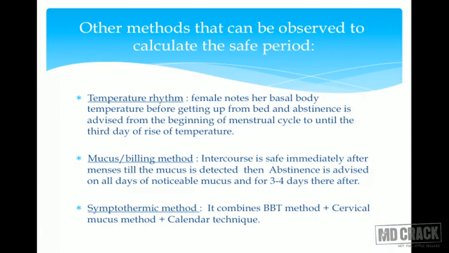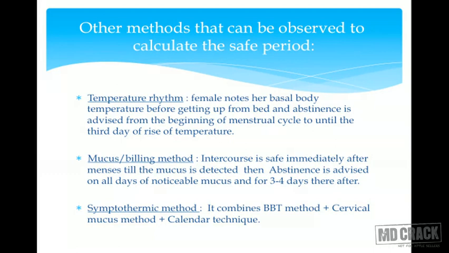What are the other natural methods? Temperature rhythm. We have seen in the signs of ovulation that temperature drops just before ovulation, and there is a rise in basal body temperature once she is in the progestational phase. So a woman has to take her temperature every morning when she gets up, before she eats anything, and that is measured in degrees Fahrenheit. She notes her basal body temperature, and abstinence is advised from the beginning of the menstrual cycle until the 3rd day of rise of temperature. Means after ovulation, a big period of abstinence.